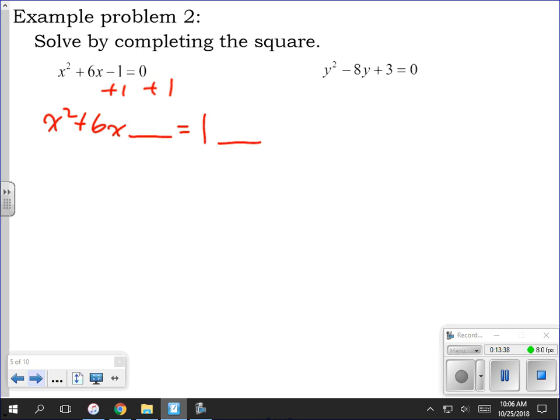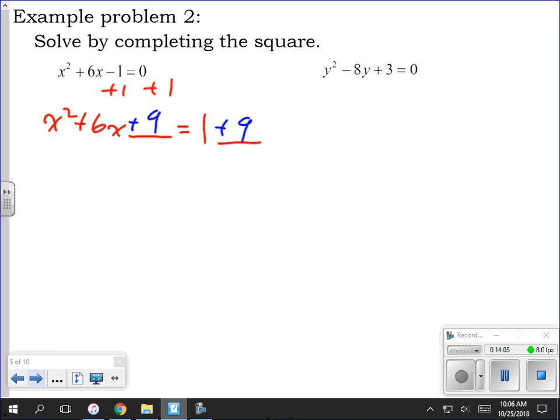Now, what do I put in that blank? Half of b, squared. What is b? 6. What's half of 6? 3. So I'm going to take half of 6, square it, so I get 3 squared, that gives me 9. I add 9, and it's always plus. I add 9 to both sides, thus completing the square.